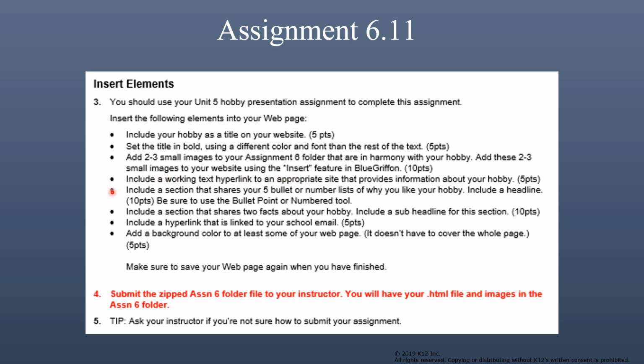The next bullet point, include a section that shares your 5 bulleted or numbered list of why you like your hobby. You already have those if you're using your Unit 5 project. So you should include a headline and then the 5 bullet points below of why you like your hobby. Be sure to use the bulleted point tool or the number tool. Don't just type in numbers 1, 2, 3, 4, 5. Use the tool to add bullet points or numbers.